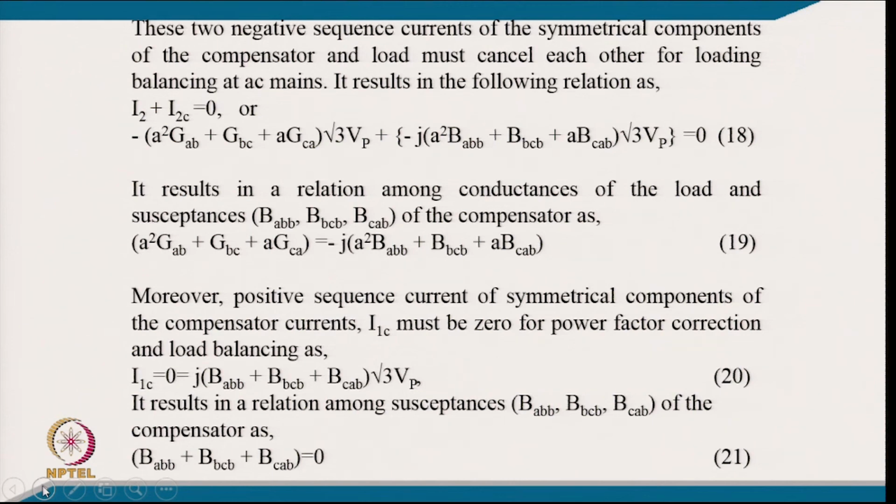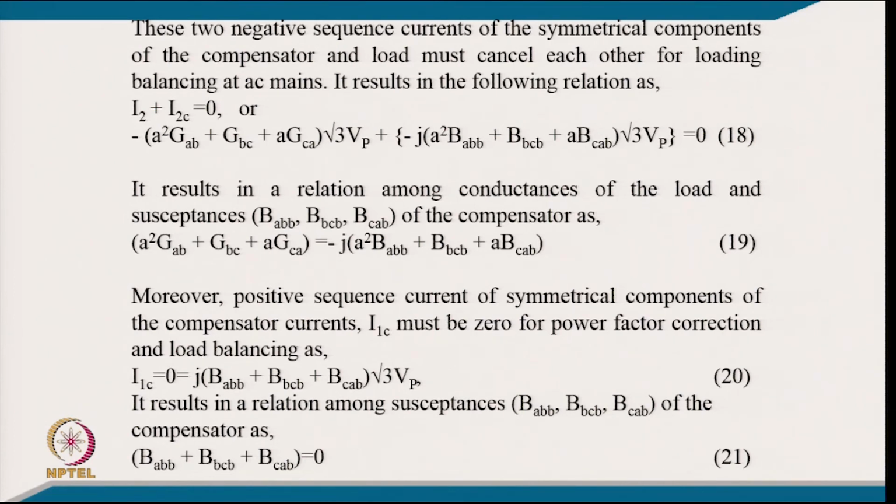So, I2 plus I2C must be equal to 0, meaning the negative sequence current of the load should be compensated by the compensator, and the sum of these two should be equal to 0. By putting in the values of I2 and the compensator in terms of voltage, the voltage cancels out, so you can find a relation between these two sides of quantities. These are the load admittances, conductances, and these are the susceptances of the compensator. So, you get one relation between the two.